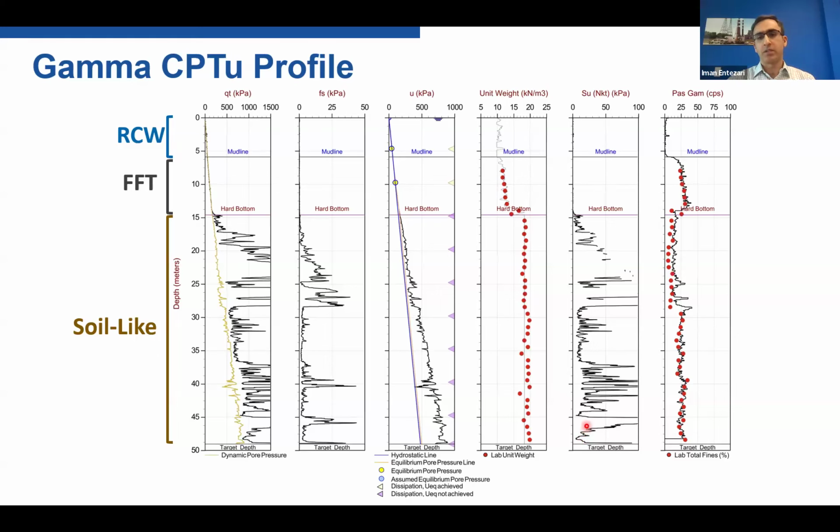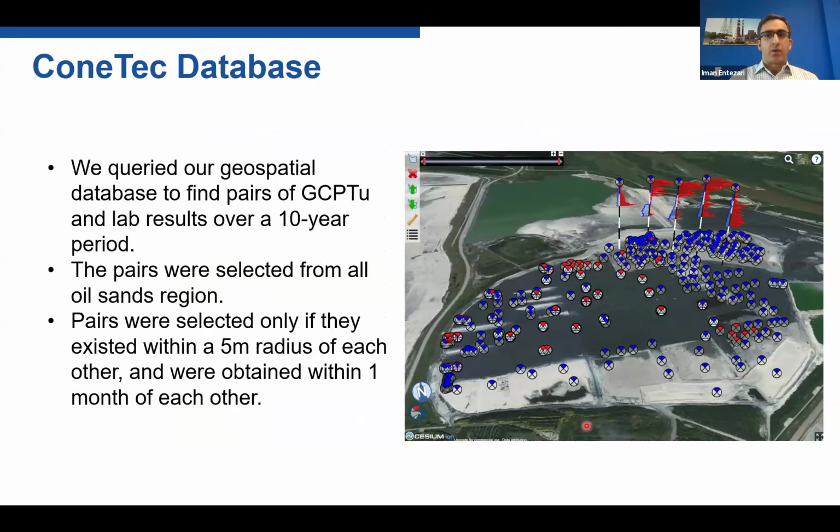There are other applications for that as well, but for now, I'm going to skip that. The way we put the data set together was using our geotechnical database. We queried our geospatial database and found pairs of gamma CPT and lab results. In oil sands, we've had the luxury of getting the lab results from the oil sands operators up in Fort Mac. They've been collaborating with us and sharing the lab results with us. That's how we've been able to do the modeling here.